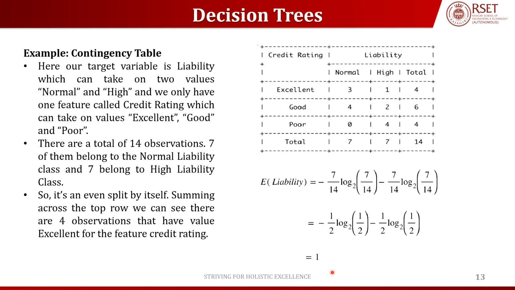So the result 1 confirms that our initial data set has the highest possible entropy. This makes perfect sense because the classes are evenly split, meaning we have the maximum amount of uncertainty about which class a new observation will belong to. And this initial entropy value is what we will use as a starting point to calculate information gain, which tells us how much we reduce this uncertainty by splitting the data.